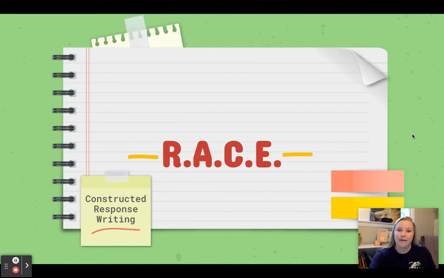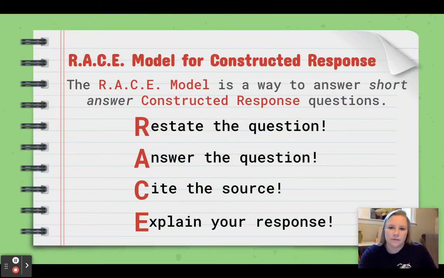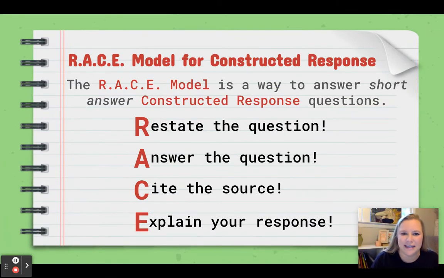But while I am gone, you'll have a couple of things to do, and the first is to look at the RACE model for constructed response writing. This is probably something you've heard of before, but we still got to hit it in just a review fashion. So the RACE model is a way to answer short answer constructed response questions. Miss Anchorage, what is constructed response? I'm so glad you asked. It is just a paragraph response to a question.